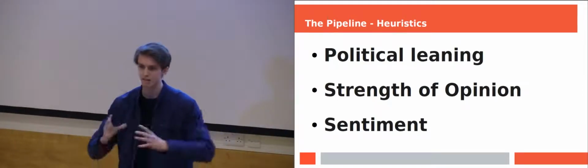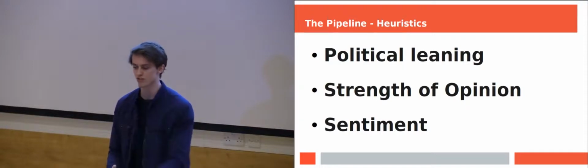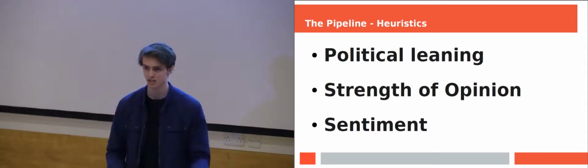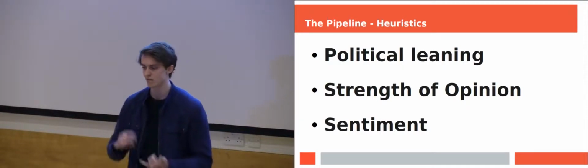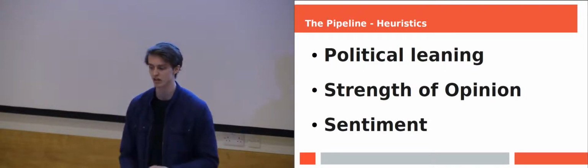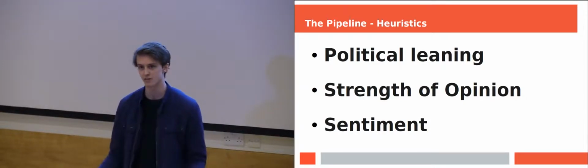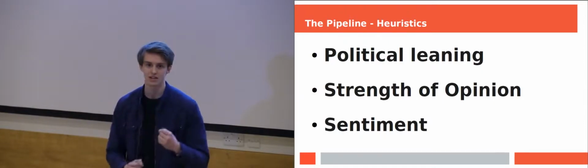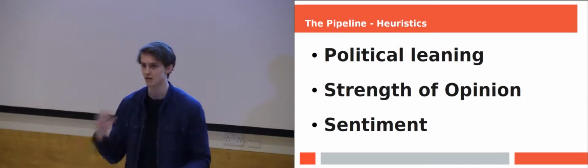And to identify the view that an article has, we run some heuristics. So we have 3 machine learning classifiers that were trained by our team. We have a political leaning classifier, a strength of opinion classifier, and a sentiment classifier. We even got the data set for the second one ourselves by using the different segments of a news site to label the articles.